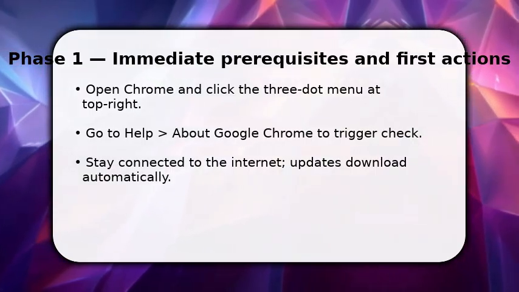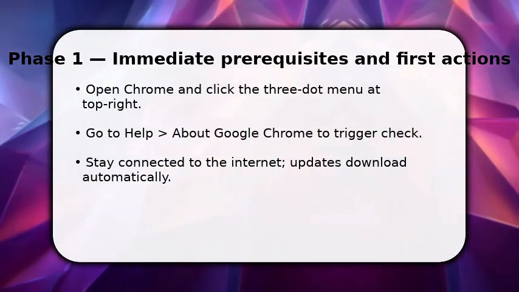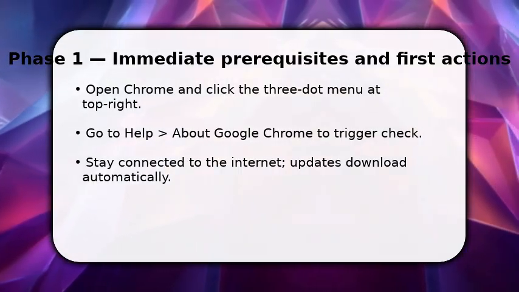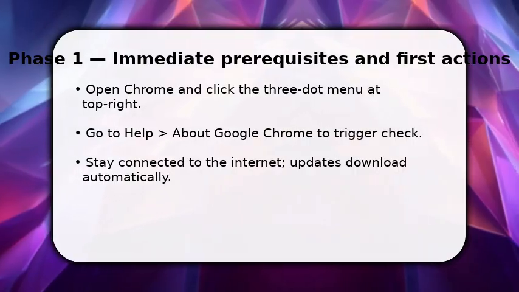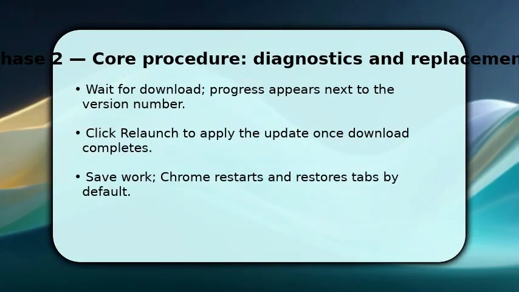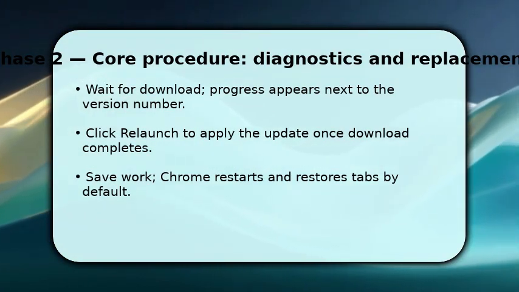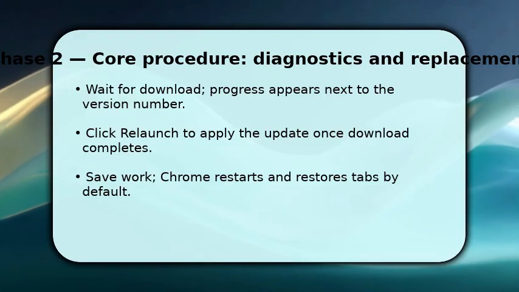Make sure you are online and close heavy downloads or VPNs that might slow the process. You're initiating the update now, not later, so the browser can fetch the latest security fixes and performance patches. Once Chrome finishes downloading, the About page shows Install Progress and then a Relaunch button. Click it to apply the update.